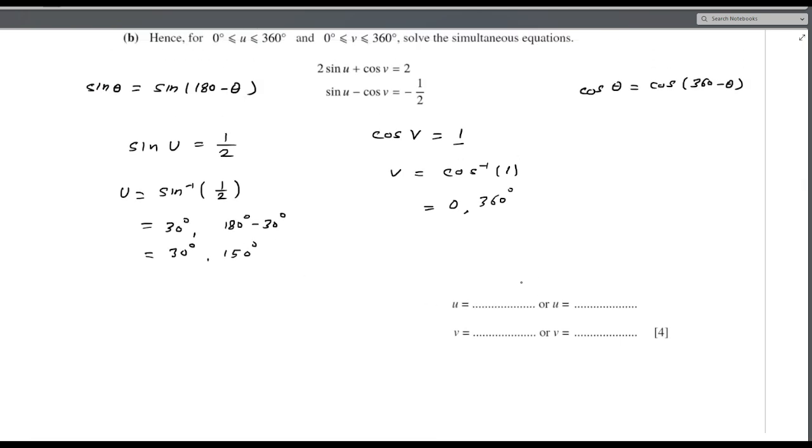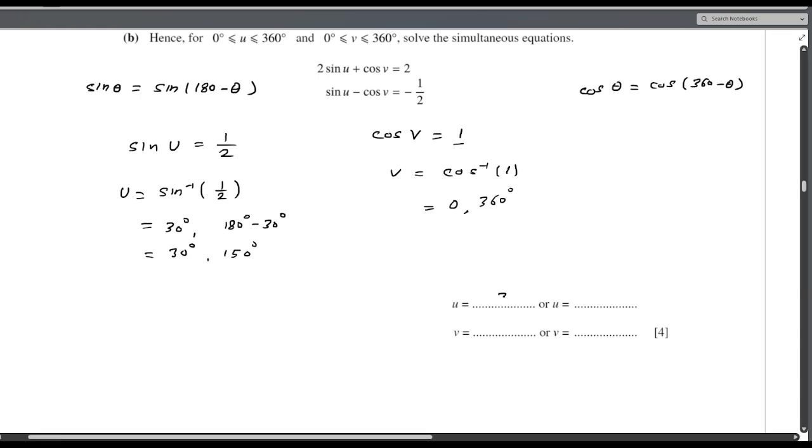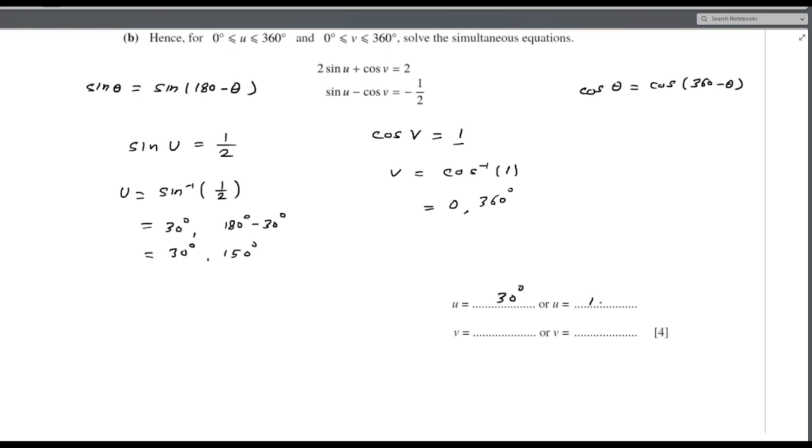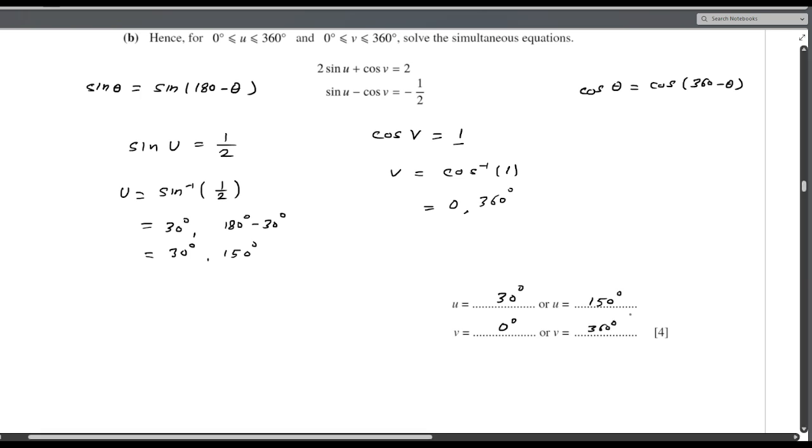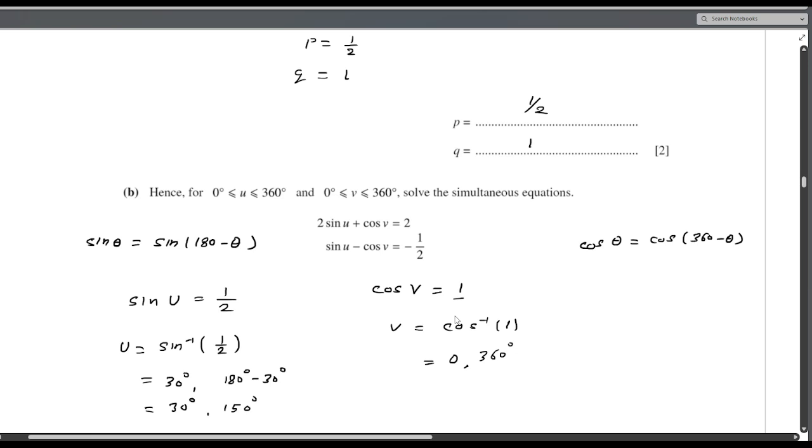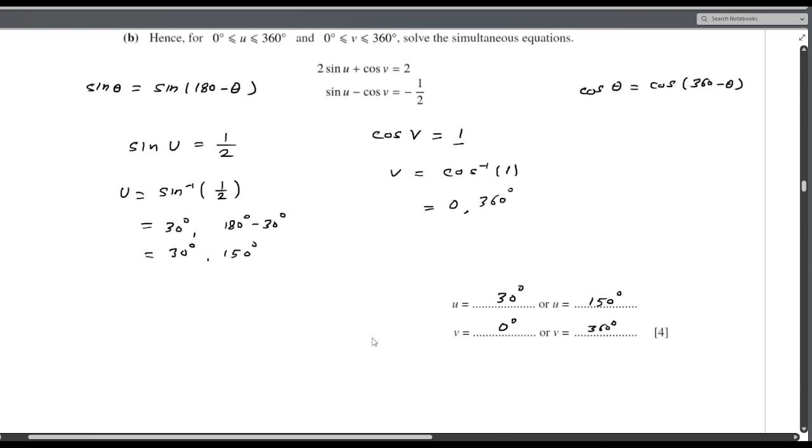So here two values of u are 30 degrees and 150 degrees, and two values of v are 0 degrees and 360 degrees. Okay, so the problem is for 4 marks. Why is it for 4 marks? Simply to find out two values of u and two values for v.